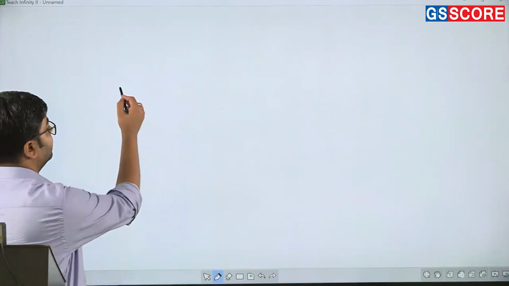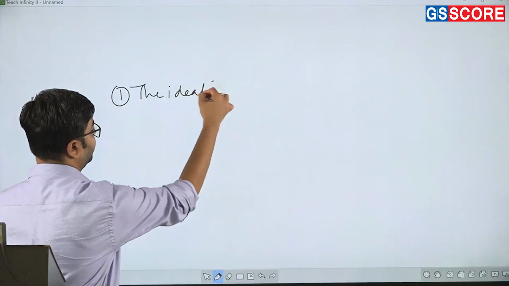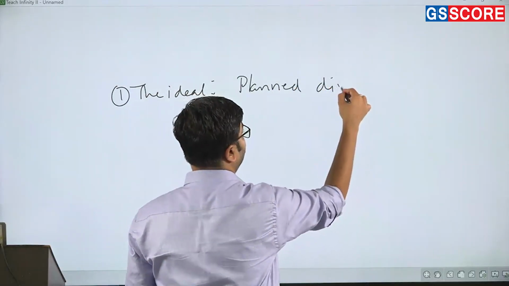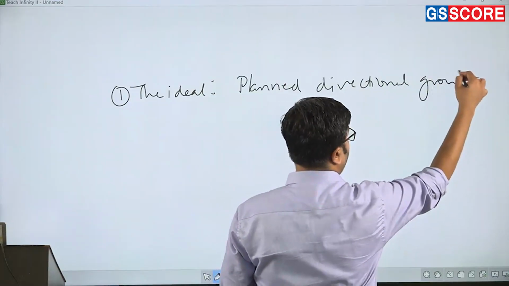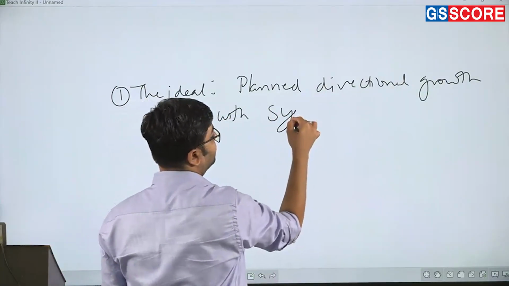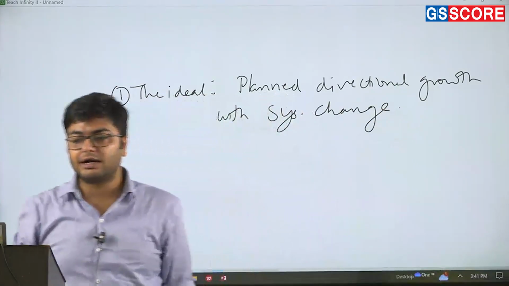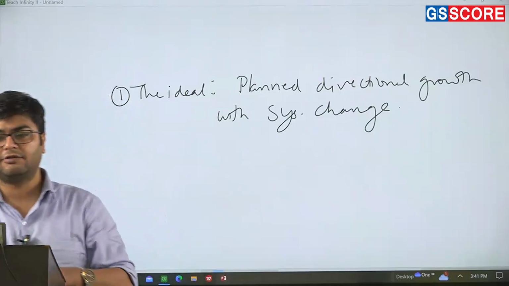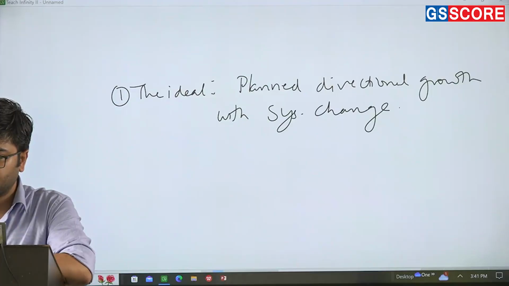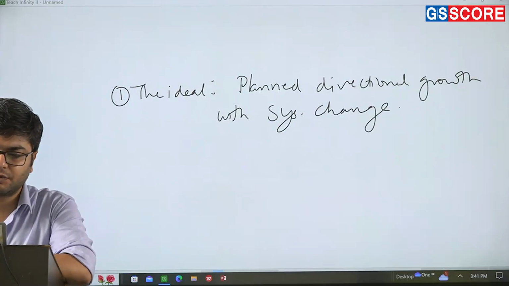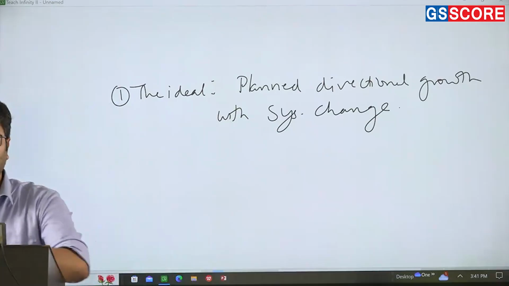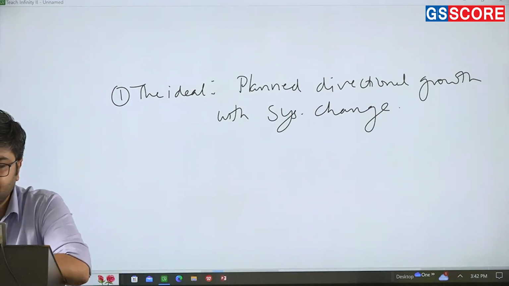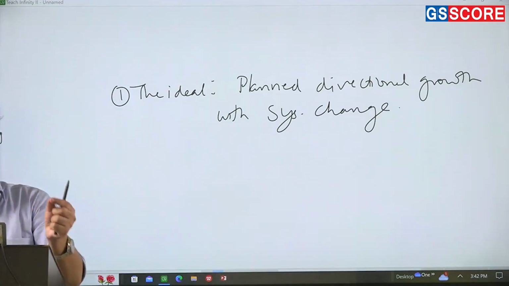The ideal. That is the planned directional growth with system change. Now you see that the names of these models themselves will unveil the characteristics to you. Okay? They will themselves, because when you are looking at ideal, that means that the point of view is idealistic. Here, development is viewed as a continuous process. It is planned directional growth.